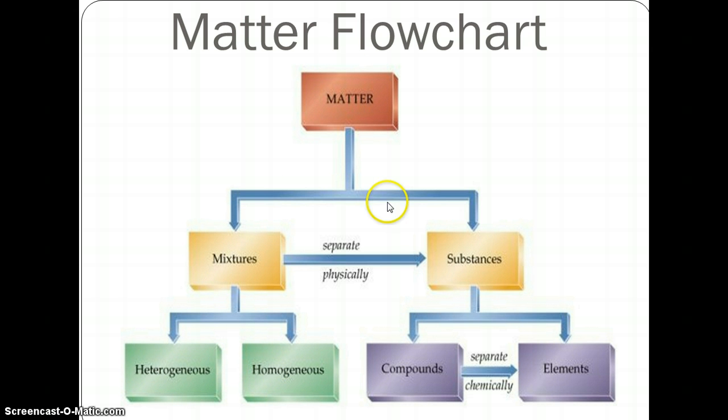And then if we follow the flowchart down this way, we get pure substances, and they can either be compounds or elements. Elements are the simplest kind, and that's going to be all the things we see on the periodic table. But if we join two or more elements together, we have a compound, which also can be broken back down into elements. Elements are the simplest form of matter. They can't be broken down. Compounds and mixtures can be separated, either physically, like over here, or chemically.